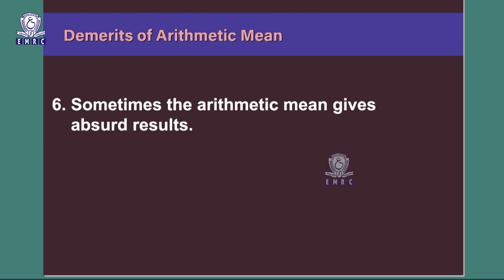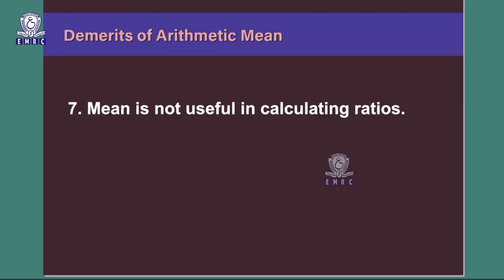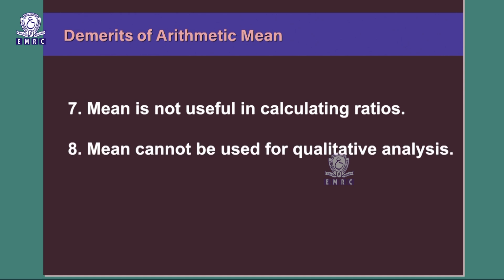Sometimes the arithmetic mean gives absurd results. For example, if we are studying the average size of tribal households in a village by using arithmetic mean, we may get 5.6. This seems absurd as persons cannot be divided into fractions. Mean is not useful in calculating ratios. Mean cannot be used for qualitative analysis.